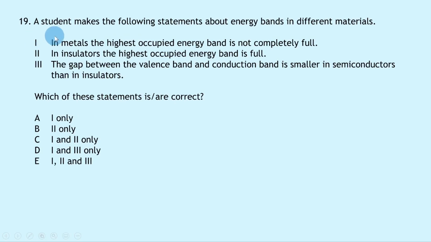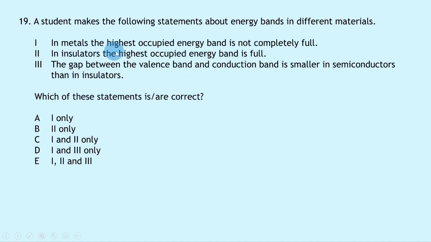Next we have question 19, which says a student makes the following statements about energy bands in different materials. Statement 1 says in metals the highest occupied energy band is not completely full. Statement 2, in insulators the highest occupied energy band is full. And statement 3, the gap between the valence band and conduction band is smaller in semiconductors than in insulators. Which of these statements is or are correct? Well, let's look through each statement and decide which ones are true or false.